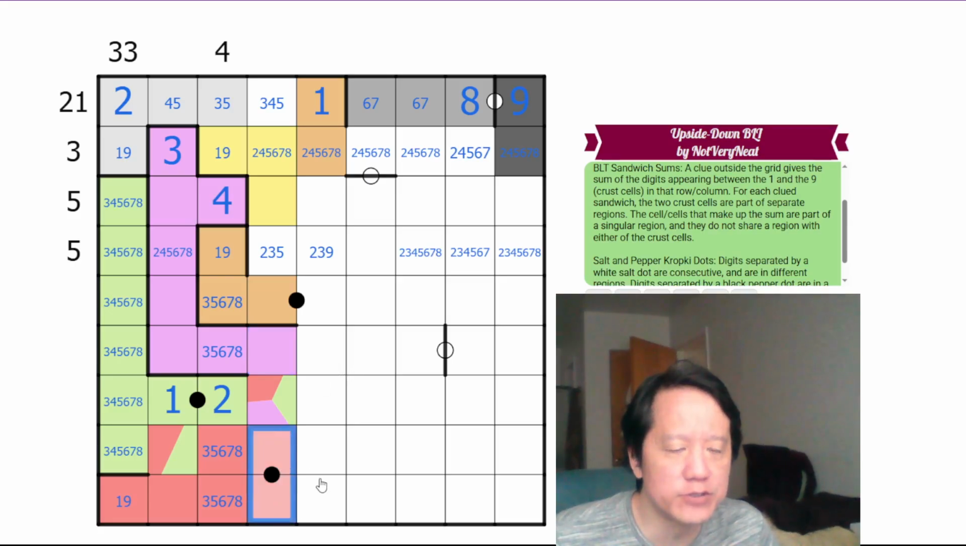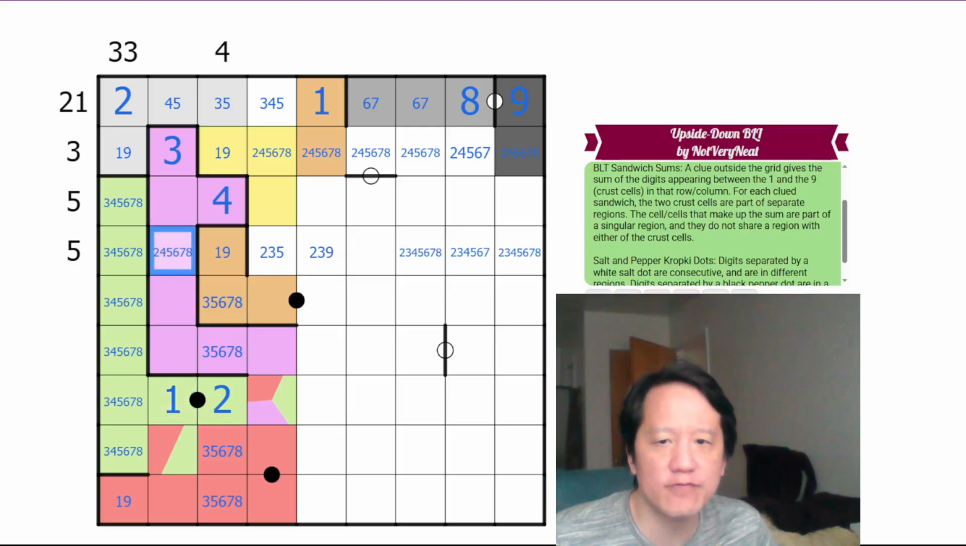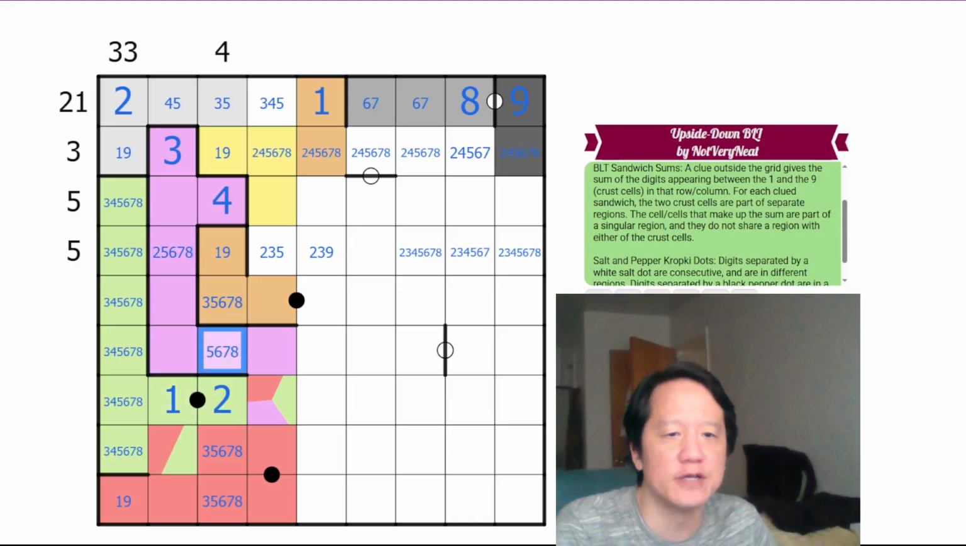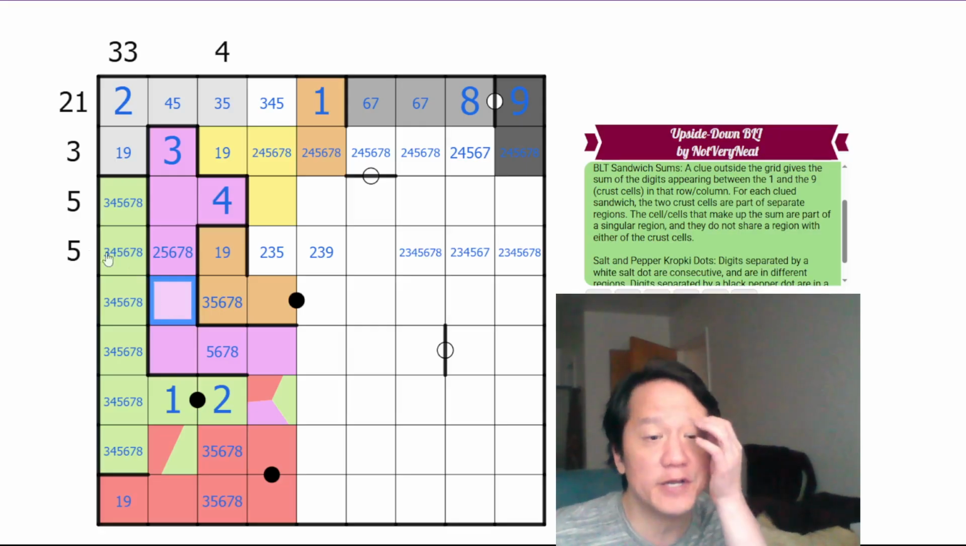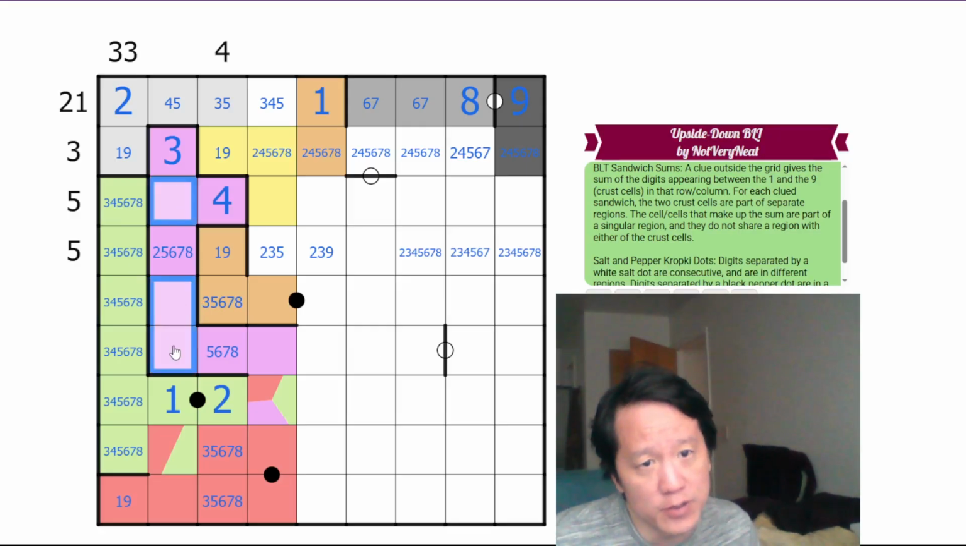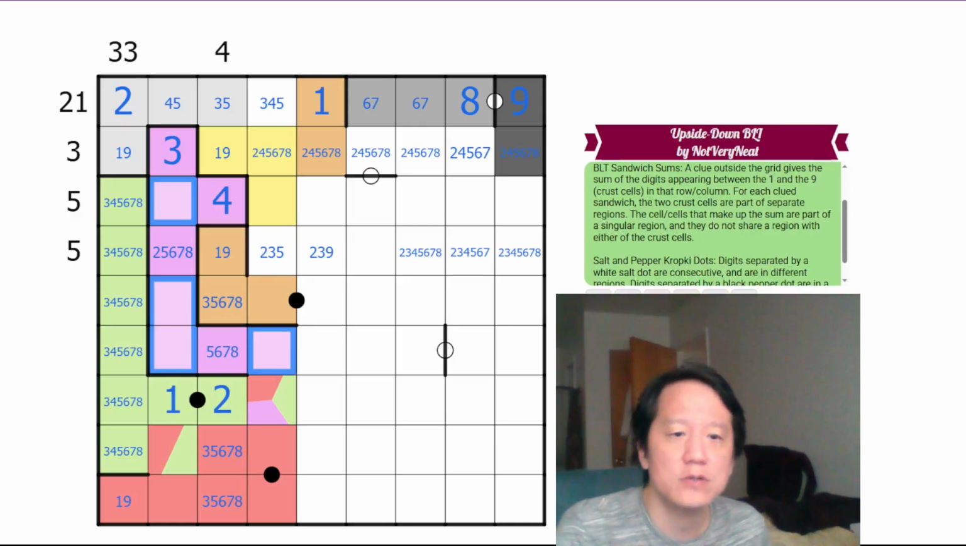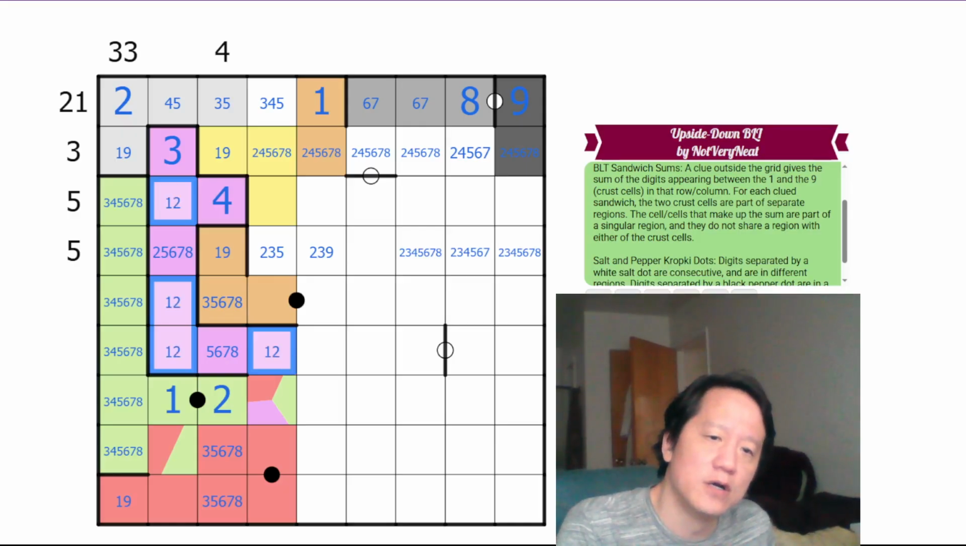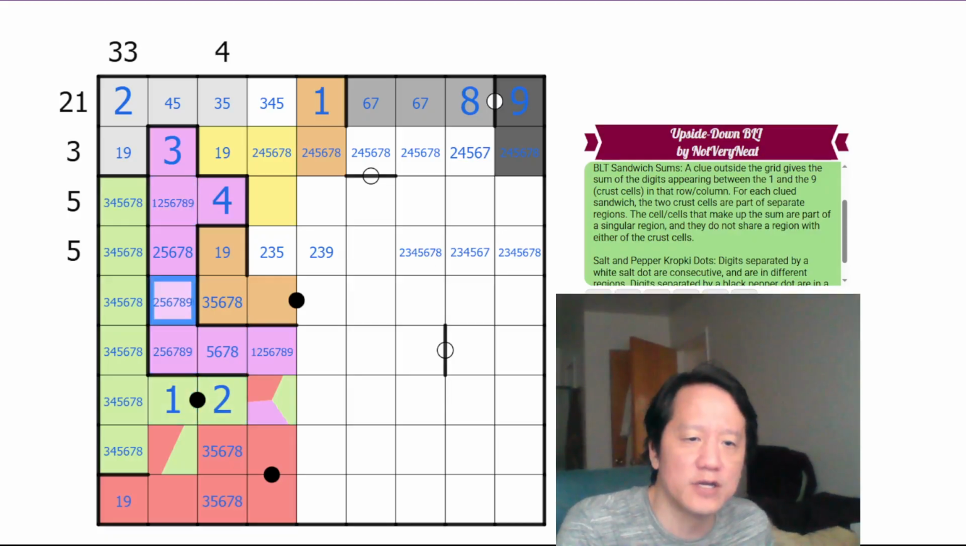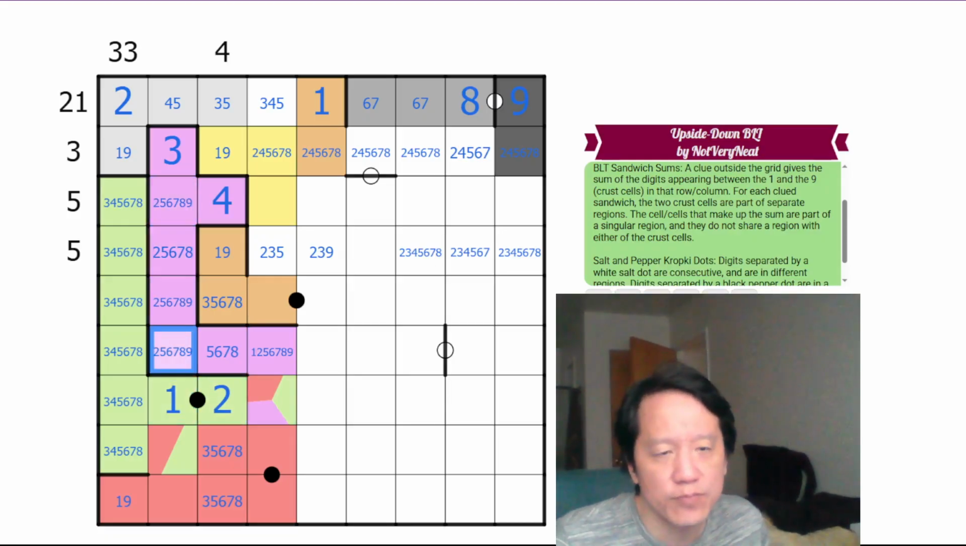These are in a 1-to-2 ratio. This is 1. This cannot have a 4 or a 3 in it. So the remaining digits in the pink region have to be 1, 2, 5, 6, 7, 8, 9. And obviously 1 cannot be any of these.